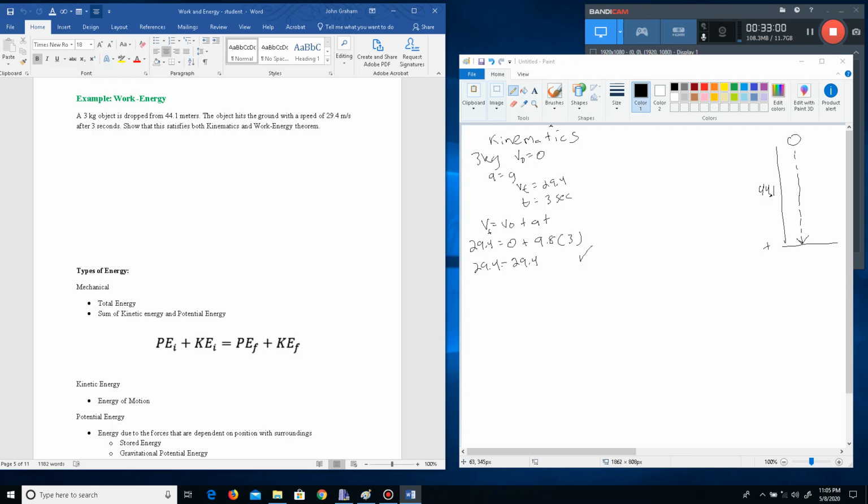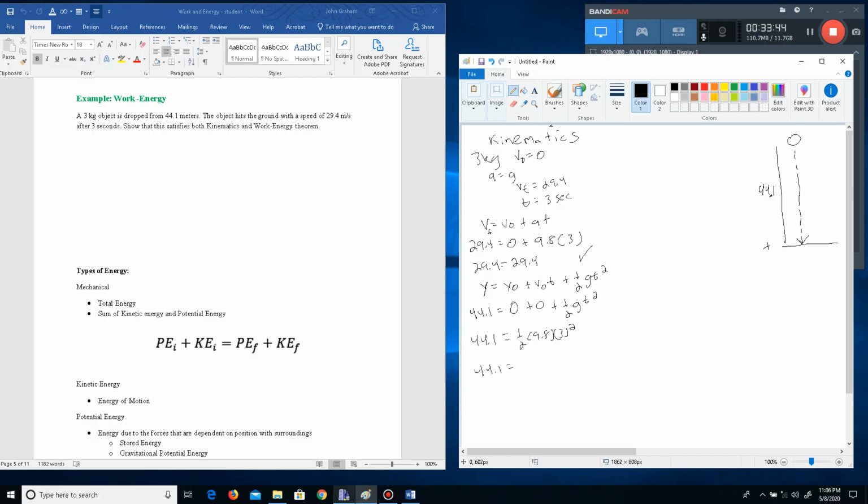We also have one more kinematics equation. We're going to say y equals y sub 0 plus v sub 0 t plus 1/2 g t squared. Okay, it's plus because down is plus. Y sub 0 is going to be 0. Y itself is going to be 44.1. Velocity initial is going to be 0, so that whole term becomes 0. And so you have 1/2 g t squared. So 1/2 times 9.8 times 3 squared has to equal 44.1.